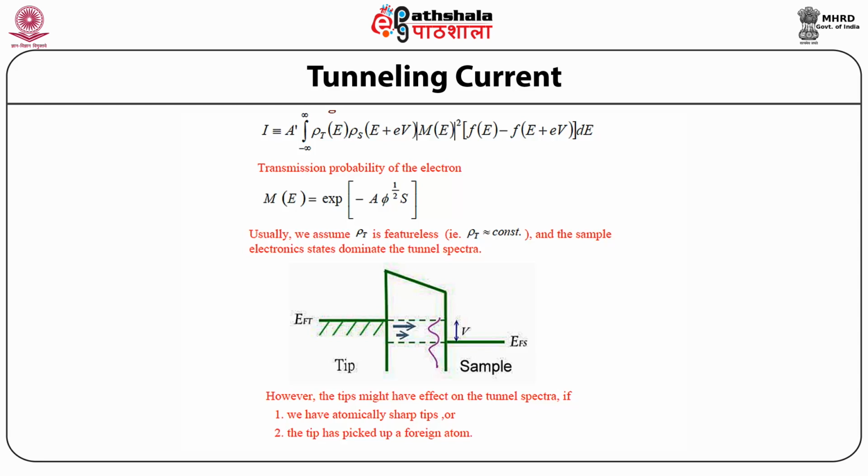So usually we assume rho_T is featureless, that is rho_T is approximately constant, and the sample electronic states dominate the tunnel spectra. As you can see in this figure, however, the tip might have an effect on the tunnel spectra if, number one, we have accidentally sharp tips, or second, the tip has picked up a foreign atom.